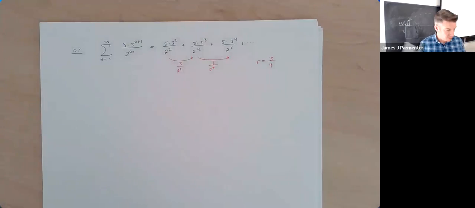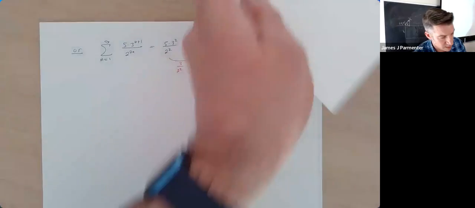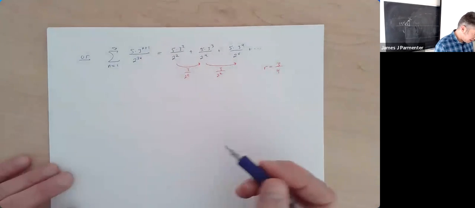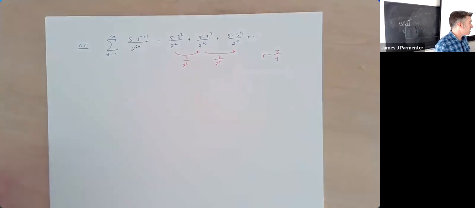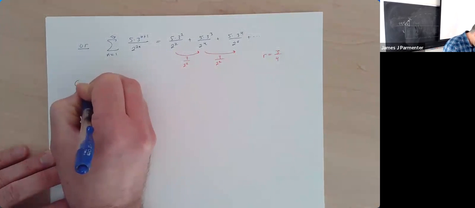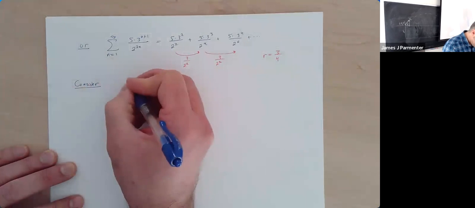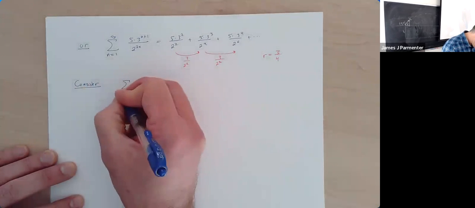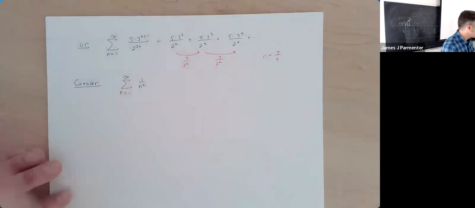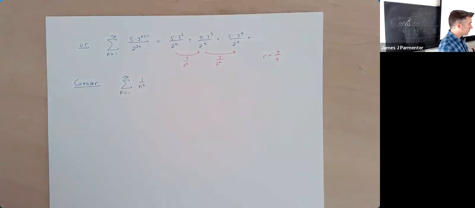All right, let's take a look at something that is not geometric. Let's take a look at probably my favorite example of a convergent series that is not geometric. This is my go-to series if I'm looking for something that's convergent, that is not geometric. The sum from n equals 1 to infinity of 1 over n squared. We're going to show it's convergent, but we're going to talk about why it converges.